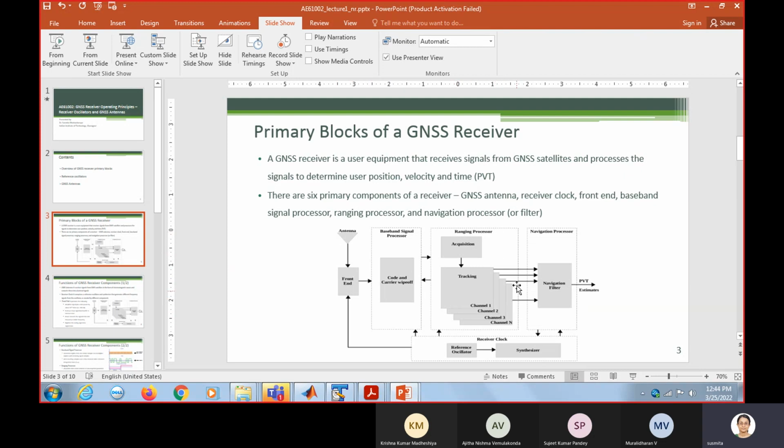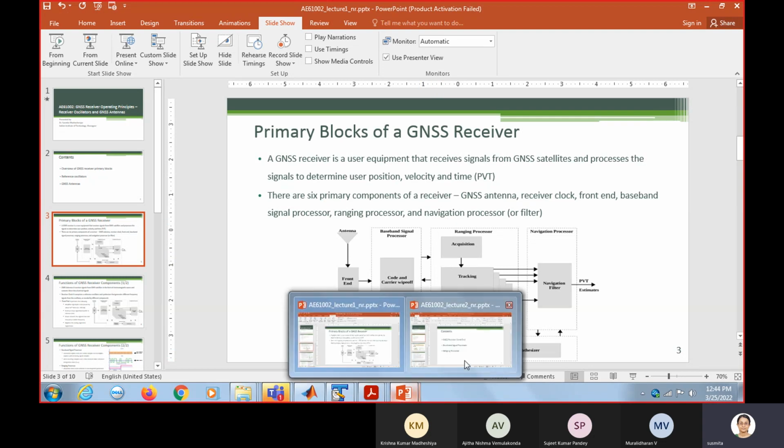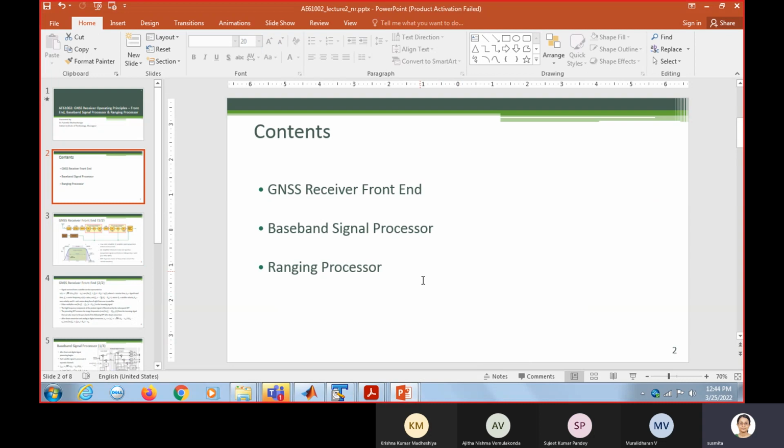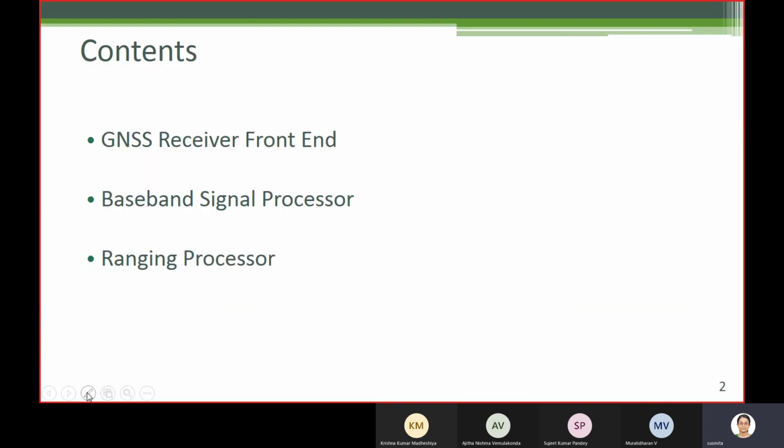The ranging processor requires a little more detailed discussion, so part of it will be in the next presentation and the rest will be in the following one. So today we will not be able to complete all this, we will just start and the rest will be completed in the next class. Okay.